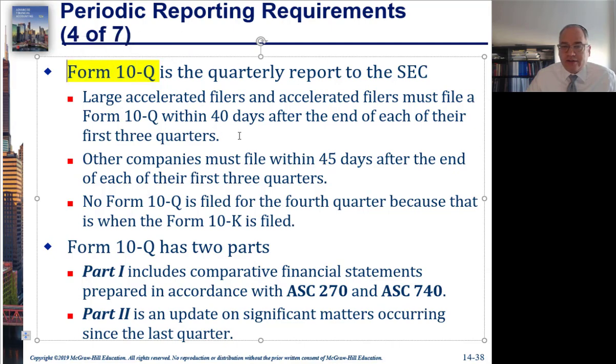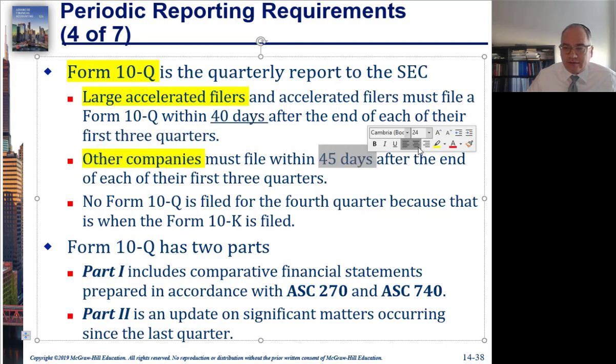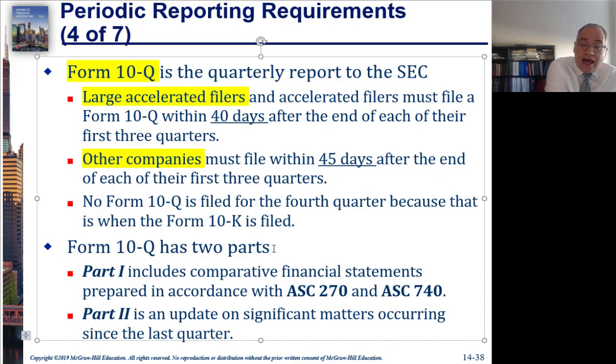And it has a much tighter deadline. Large accelerated filers are 40 days. That'll be after the first 3 quarters, because after the 4th quarter, that's the annual report, right? The whole year is over after the 4th quarter. Other companies that aren't large accelerated filers need to file within 45 days. And 10Q has 2 parts. Comparative financial statements, as I showed you in the previous chapter, and also an update on significant matters.